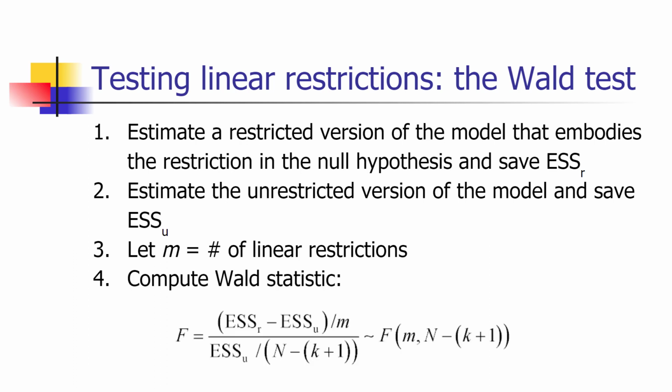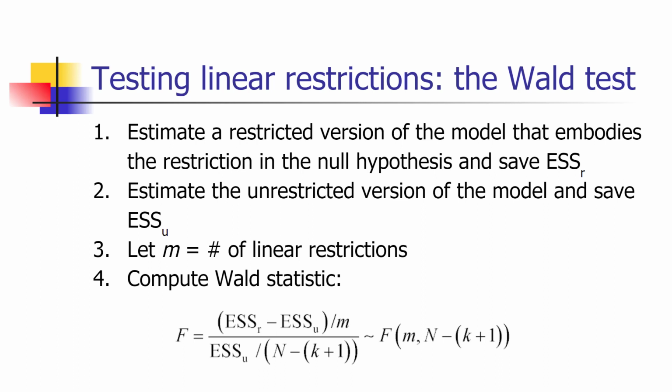Once we've done that, we compute the Wald statistic, which is defined to be the error sum of squares in the restricted model minus the error sum of squares in the unrestricted model, divided by m in the numerator, and in the denominator, we take the error sum of squares in the unrestricted model, and we divide that by the degrees of freedom for that, which is again n minus a quantity k plus 1. This is distributed as an F distribution with m degrees of freedom for the numerator and n minus k plus 1 degrees of freedom for the denominator.